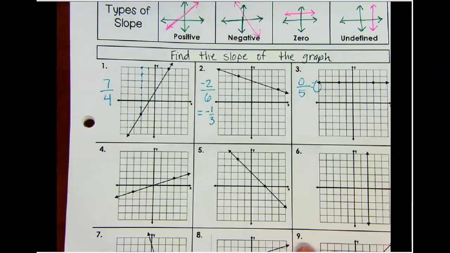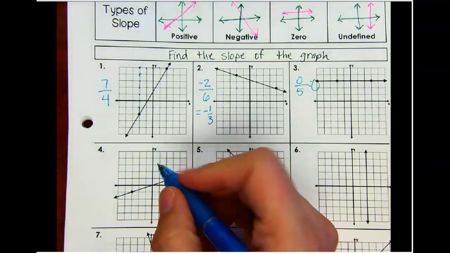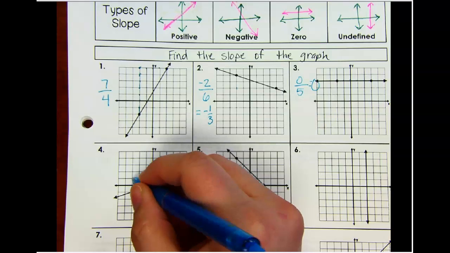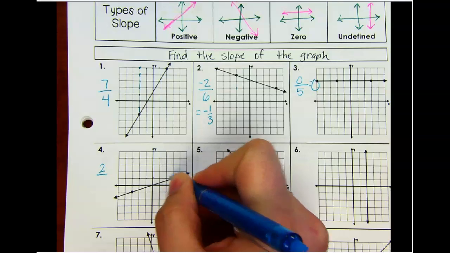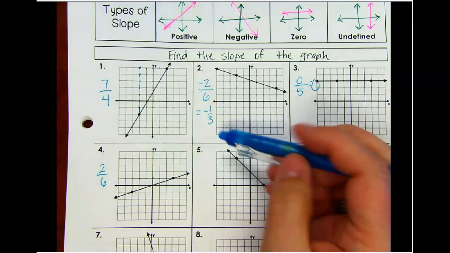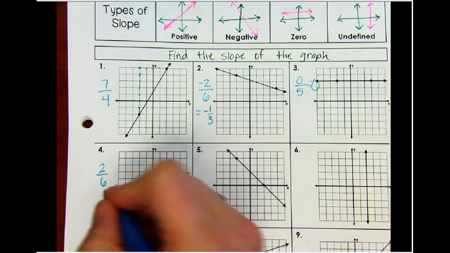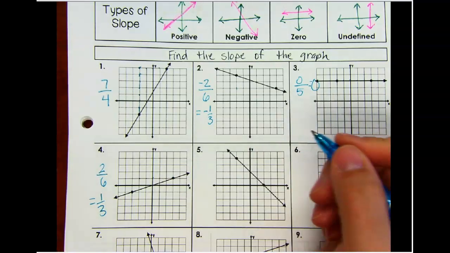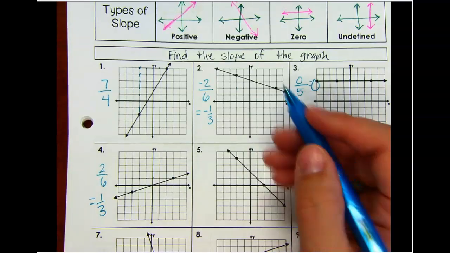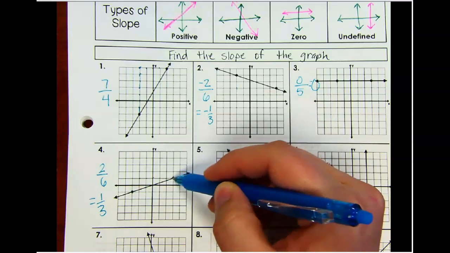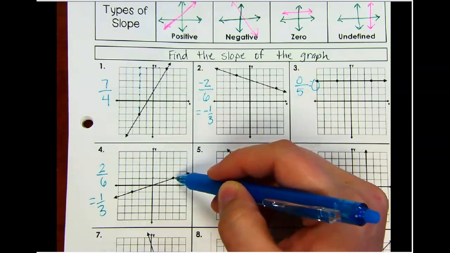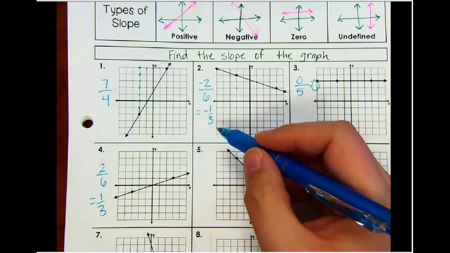Okay, the next one, number 4. This one we're going to rise 1, 2. And then we're going to run 1, 2, 3, 4, 5, 6. So this one also will simplify to 1/3, but this time we were going up, not down. So this one we went down and up, then ran 6. This one we went up and then ran 6. So make sure that you're paying attention to going up or down so that you get a negative if you need to get a negative.